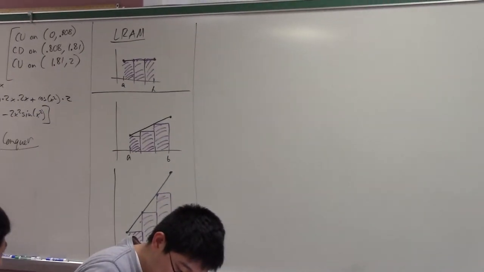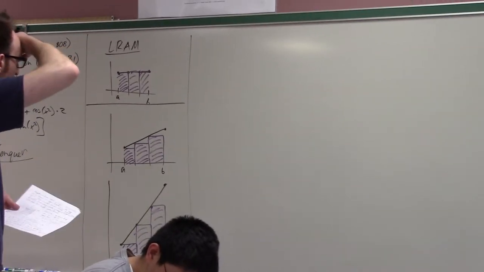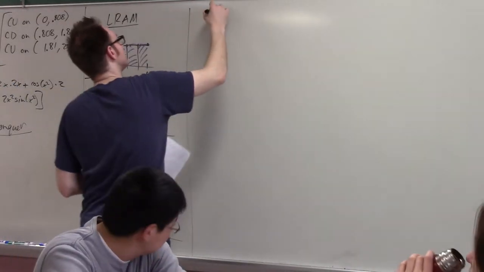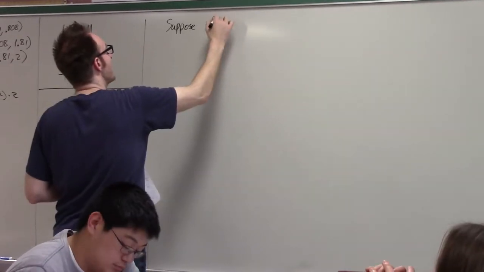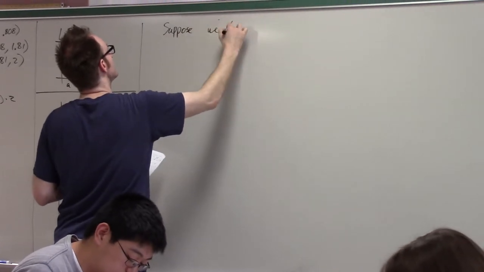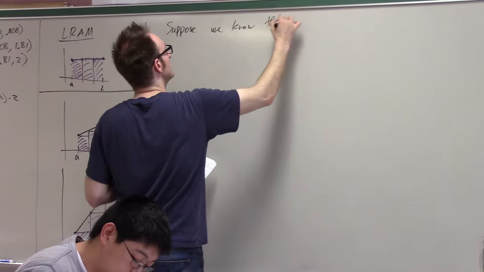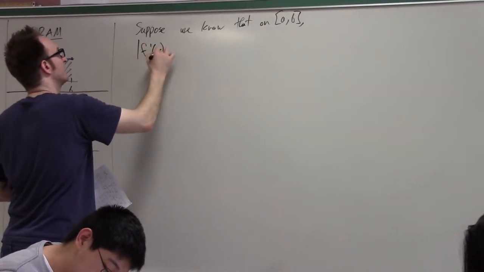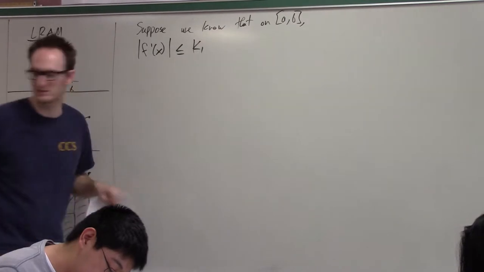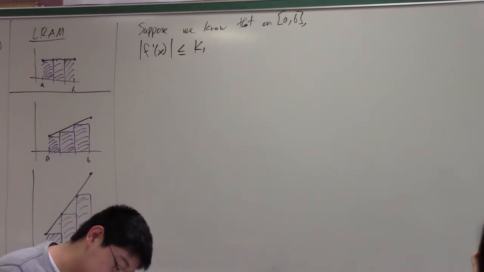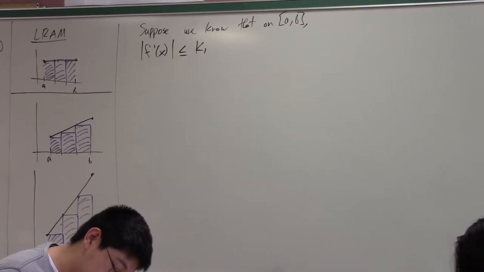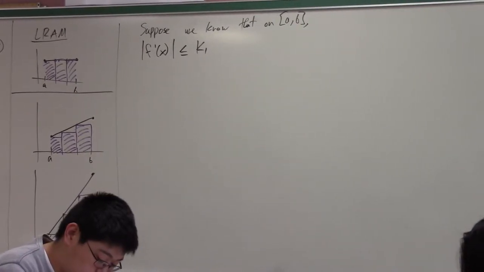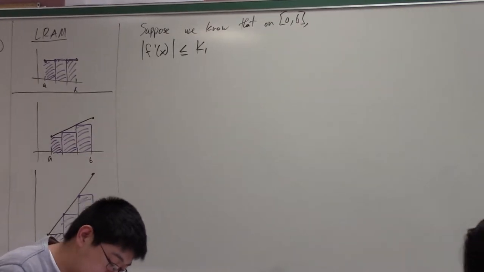Let's try to quantitatively fix what kind of error we're going to expect. Suppose we know that on the interval AB, the size of the derivative is less than or equal to some constant. Let's call it K1. So K1 is just a number that I know the derivative is going to be less than. All right, what can I conclude from this? This is an upper bound on the size of the derivative.